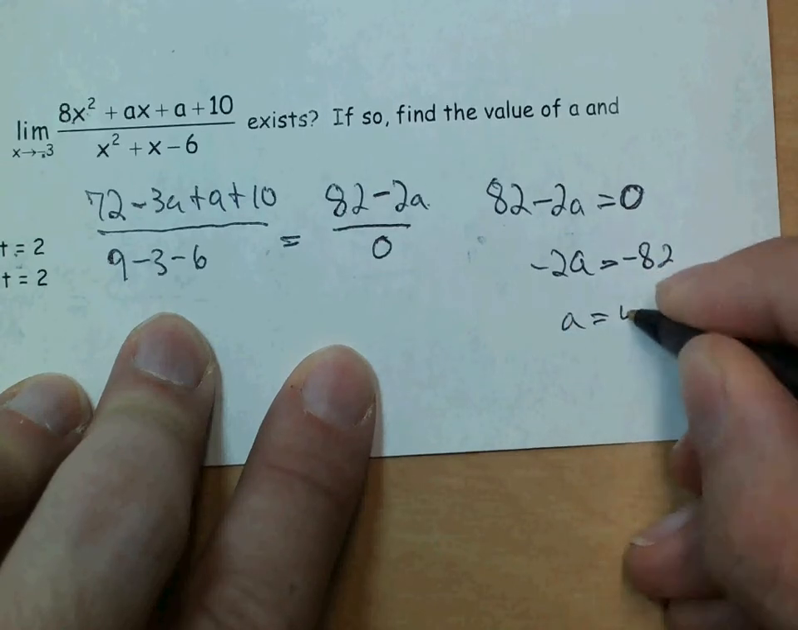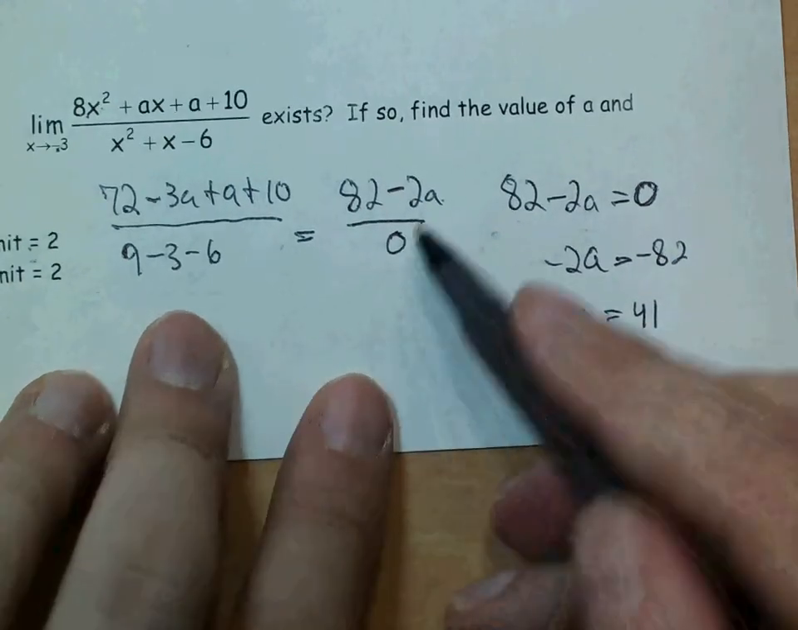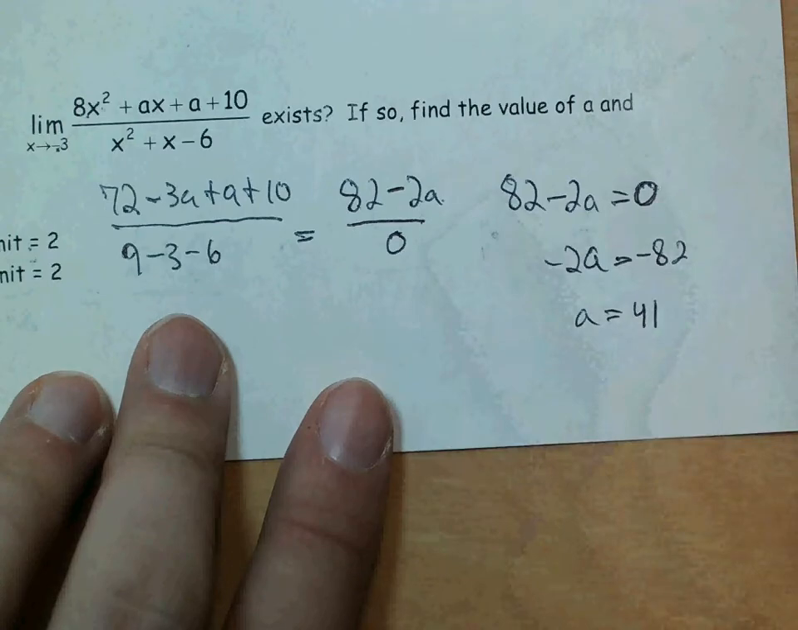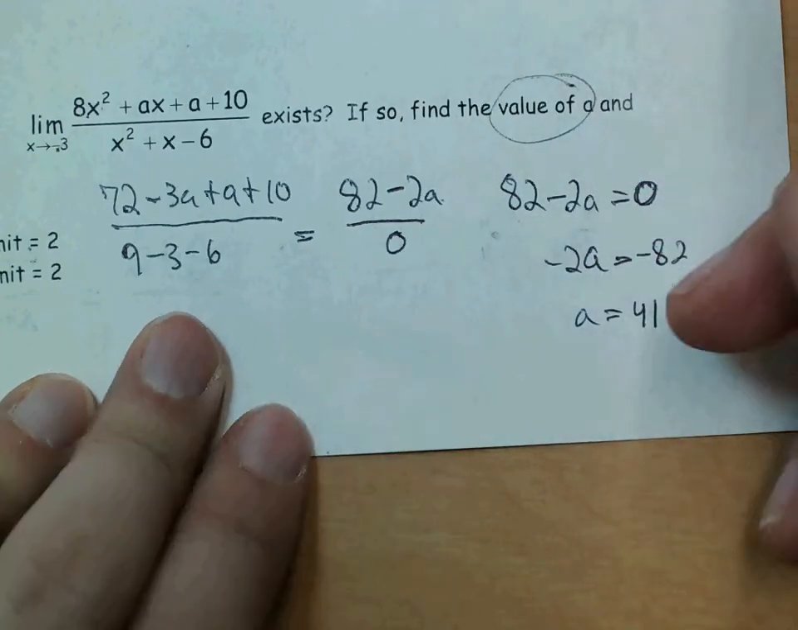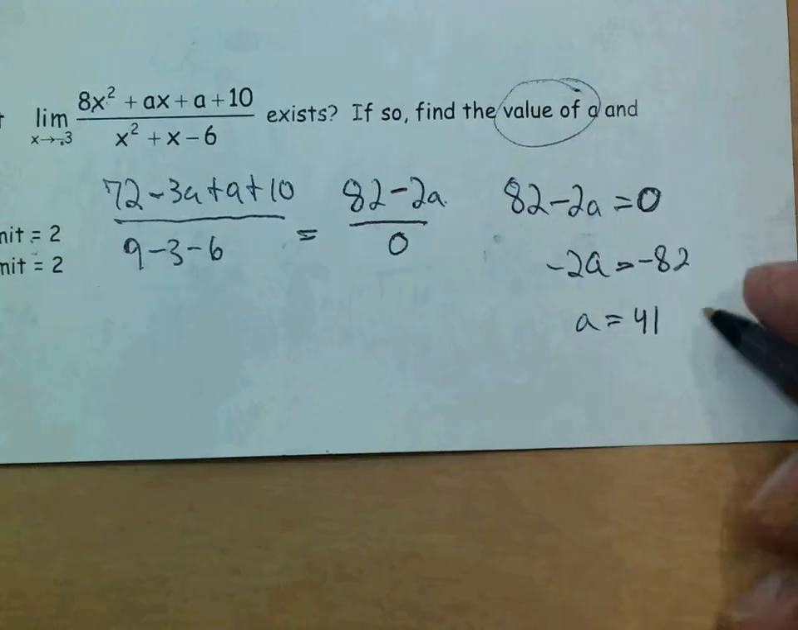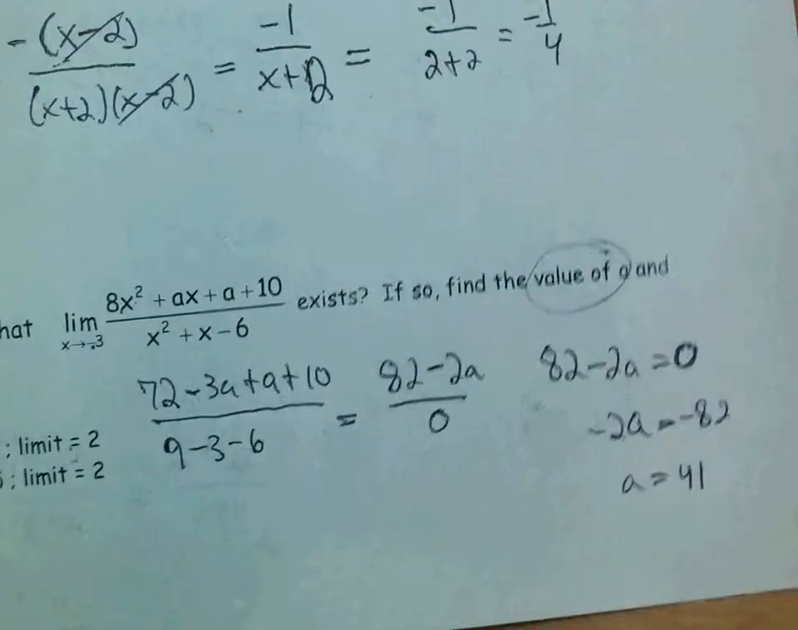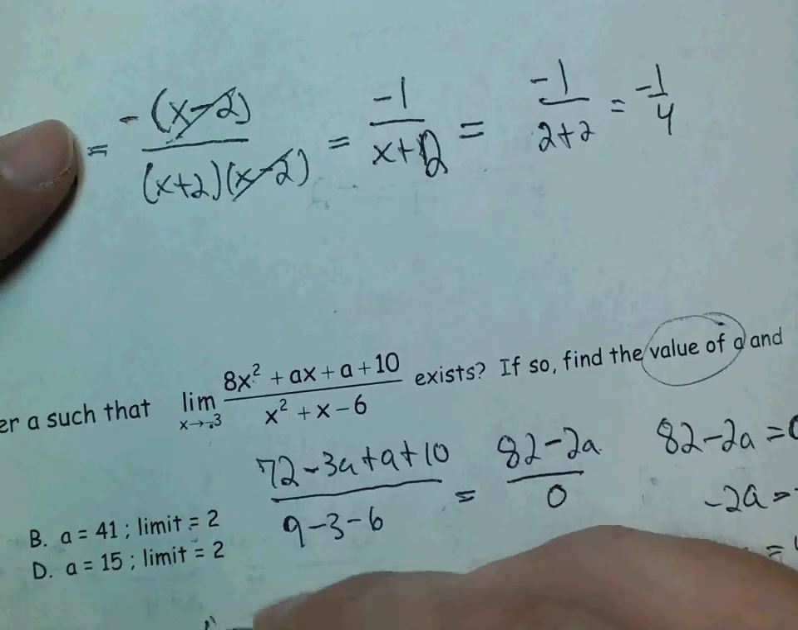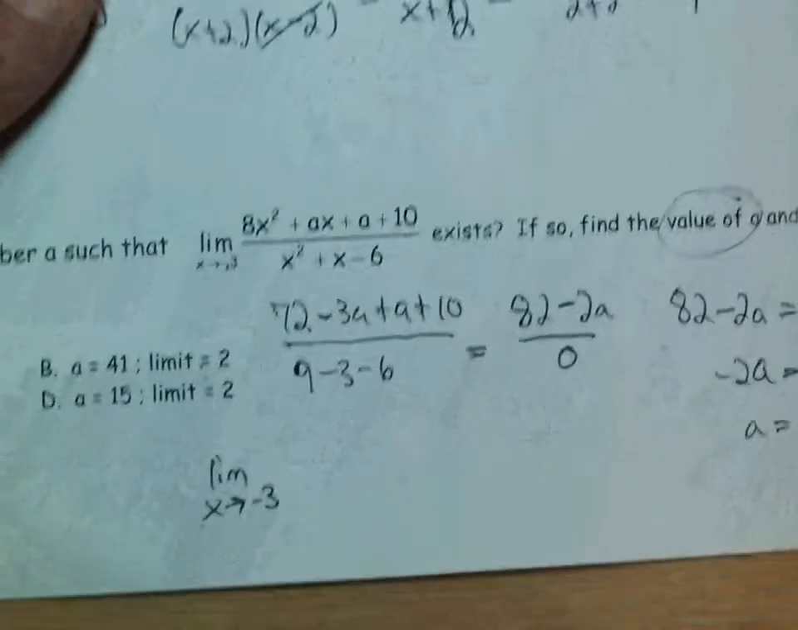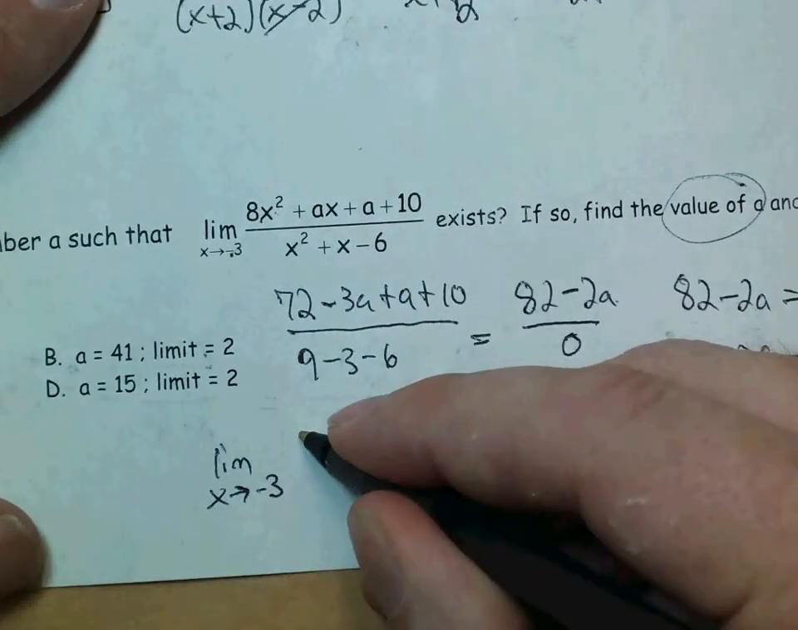82 minus 2a equals 0, and we'll just solve it. We'll subtract 82 and divide by negative 2. We'll get positive 41. So if a is 41, we'll get 0 over 0, and the limit will exist. So that's the value of a. Now it wants us to find the value of the limit. So I can't find that from here.